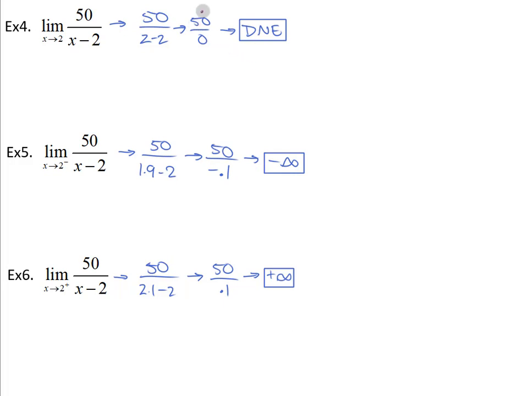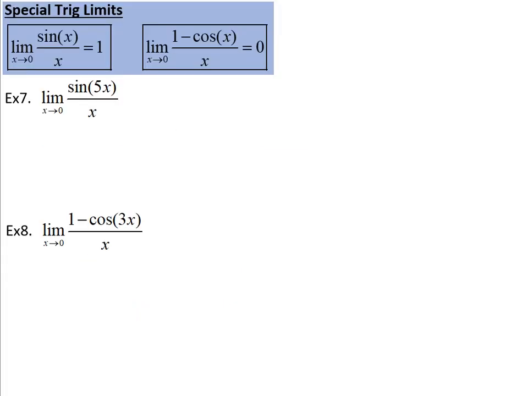So when you get this form, a number over 0, we need to ask ourselves, is it a two-sided limit? Is it from the left or from the right? And if it's from the left or right, pick a value just to the left of your number or just to the right of your number. And we're just interested in the sign, positive or negative.